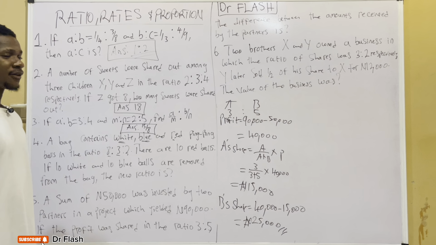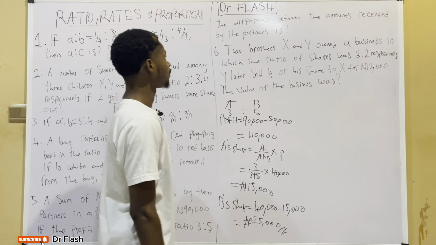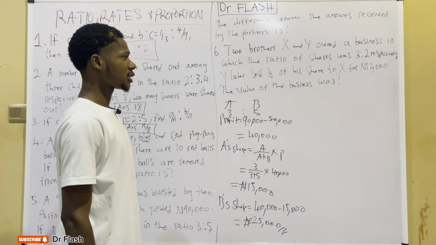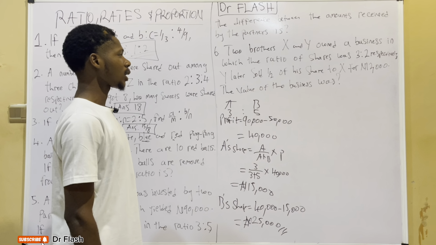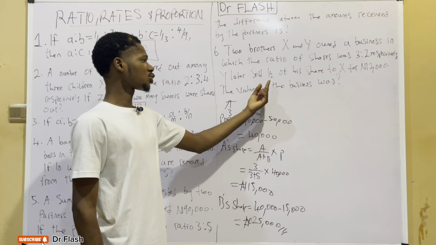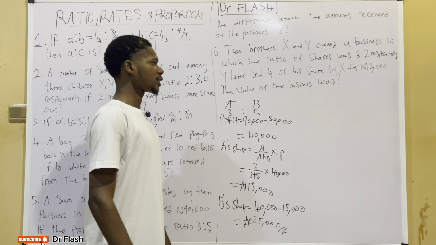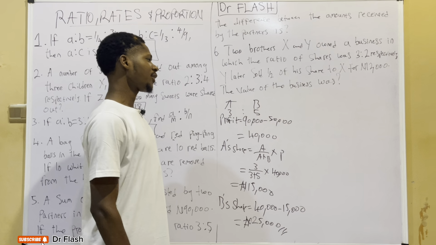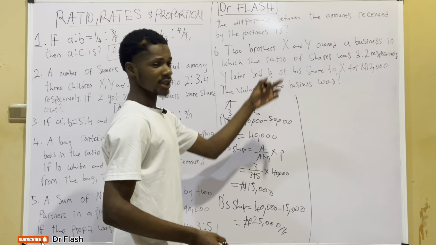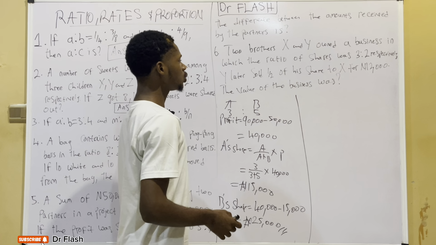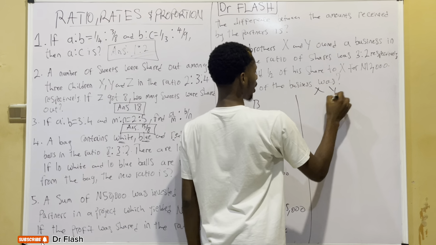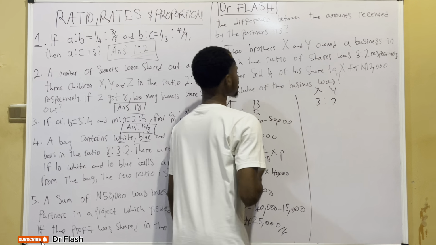And that's problem 5. Now problem 6, which is also easy, says two brothers X and Y owned a business of which the ratio of shares was 3:2 respectively. Y later sold 1/2 of his share to X for 2,000 naira. The value of the business was... now here's how we're going to solve a problem like this. Two brothers X and Y owned a business in which the ratio of the shares was 3:2, so X and Y are 3:2 respectively.